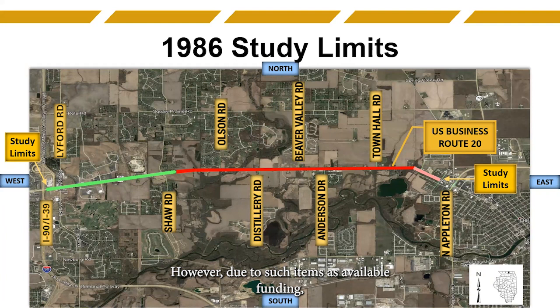However, due to such items as available funding, widening of the entire corridor was not progressed. The segment between the interstate and Shaw Road was prioritized, given its significance near the interchange and what used to be the popular Clock Tower Resort. And as you know, that section, highlighted in green on the screen, has since been widened to a 4-lane section. The remaining 2 segments in red and pink were tabled until additional funding was available. Since our current study is building off the foundation of this 1986 study, Jeff is going to briefly summarize the primary findings and impacts that were known for the area back then.